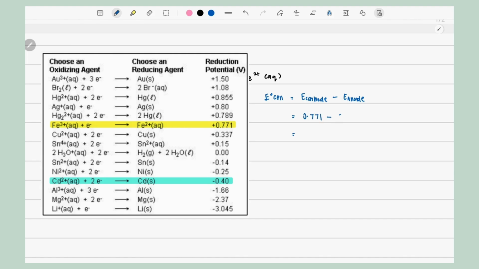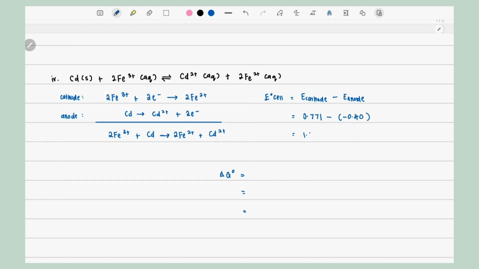and we also calculate the E naught cell by referring to the reduction potential table, and we will get 1.171 volt. And then we calculate the standard free energy. The total electron is 2, and we multiply by the Faraday constant and by the E naught cell, and we will get negative 226.003 kilojoule per V-mole. And then we will convert it into joule, which is negative 226.003 joule per V-mole.